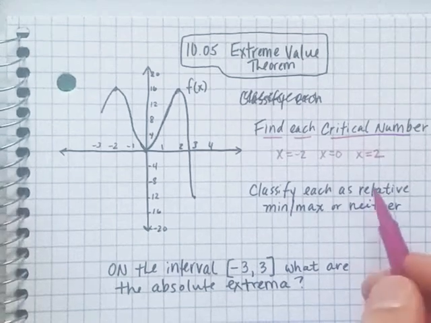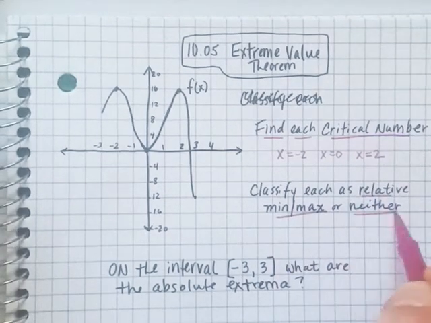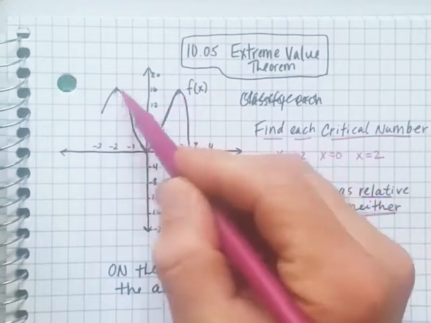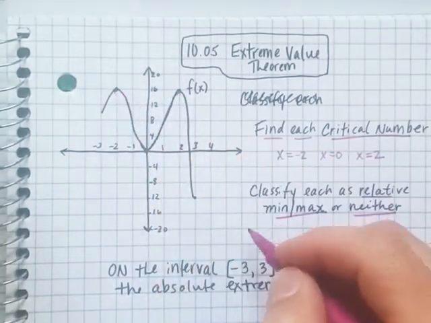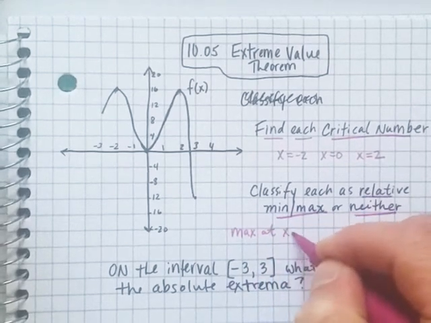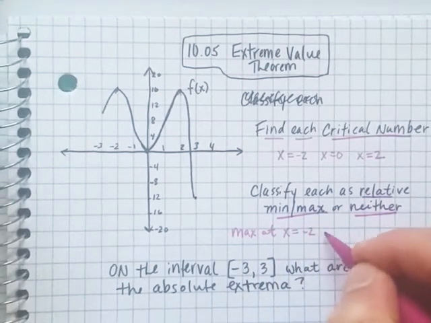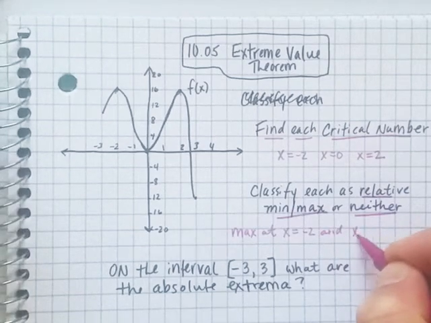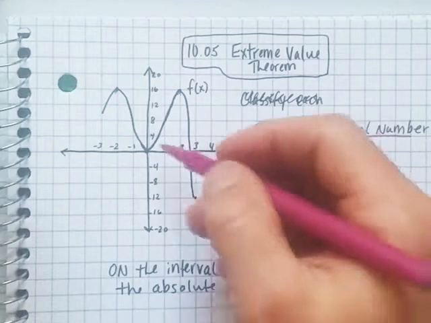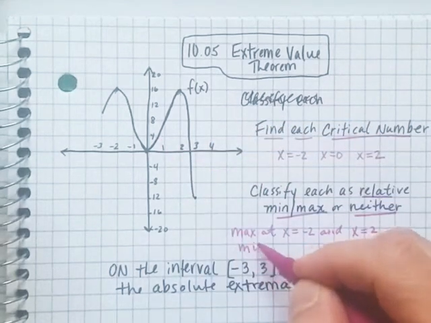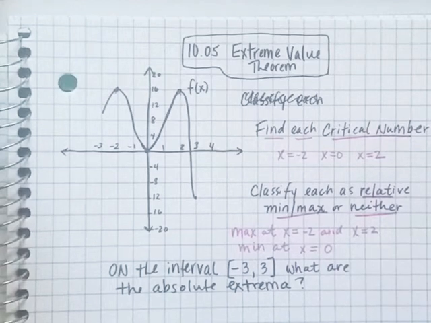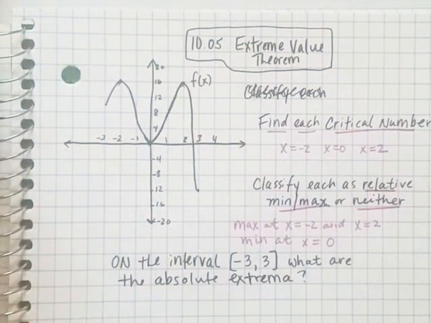Classify each as a relative min, max, or neither. For both of these, we can see that these are maxes. So we can say max at x equals -2 and x equals 2. We can see that there's a definite relative minimum at x equals 0.